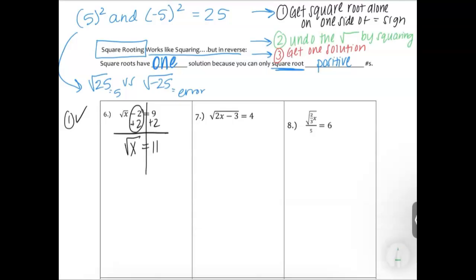Step number 2 says we undo a square root by squaring. Remember these two symbols cancel each other, so those two cancel, leaving just x. Remember, if you square one side, you have to square the other. And I just like to get in the habit when I square things of putting them in parentheses, because later we'll have some negative numbers that I want you to remember. You square, and so 11 squared gets us 121.